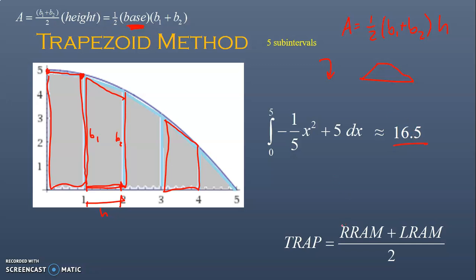Now, if you've already calculated a right Riemann sum and a left Riemann sum, the trapezoid sum is always going to be the average of those two. So if you're doing a problem where you have to do all 3 of those, once you know the first 2, you can just average those, and that'll give you the trapezoid sum.